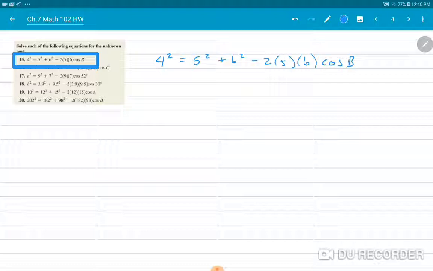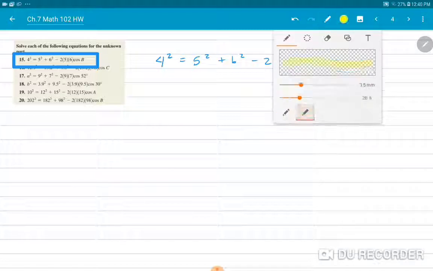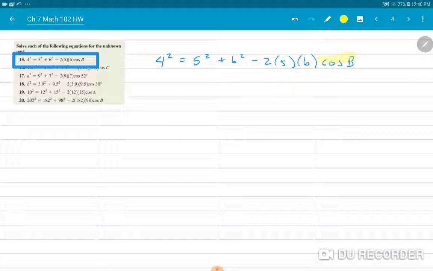So to solve for, I'm sorry, not the whole thing, just b, there's a couple steps. I have to first get the term that has the b in it alone. That means getting rid of anything that's not multiplication. So that means I want to get that stuff alone. So I have to get rid of the 5 squared and the 6 squared.